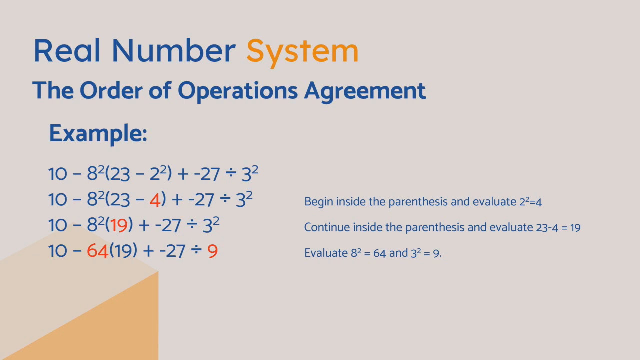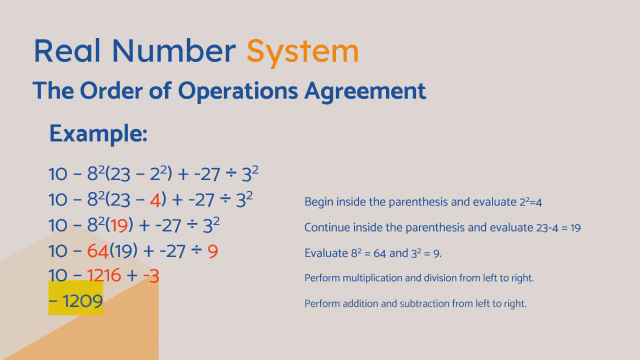So let's proceed. 64 times 19 is 1216. Negative 27 divided by 9 is negative 3. It gives us 10 minus 1216 plus negative 3. Next, we do addition and subtraction, whatever comes first. So we need to perform 10 minus 1216 first before we add the negative 3. This gives us negative 1209. If you got it correctly, congratulations. If not, review the example and check which part you did wrong so that you can learn from it.